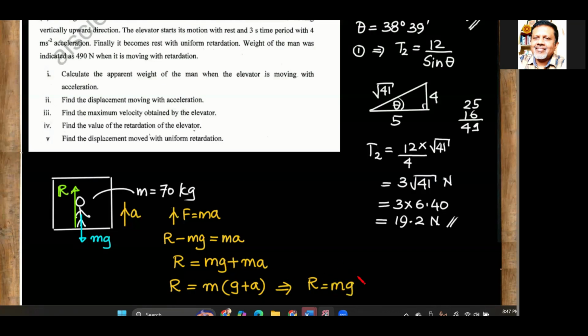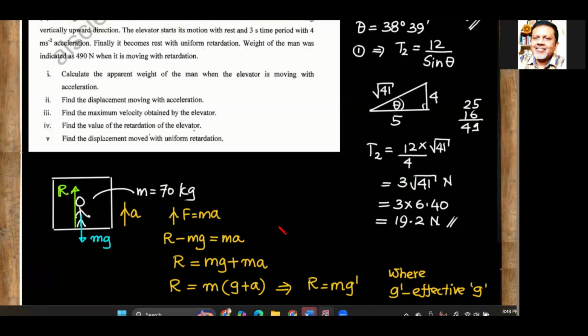Or we can say R is equal to m, that is the property of the person, mass. However, here we are going to represent g plus a as g dash, right? Where g dash is referred to as the effective value of g, effective g. It is not really the g value we experience, that is 10 meter per square second, but it is something different. It is equal to g plus a.